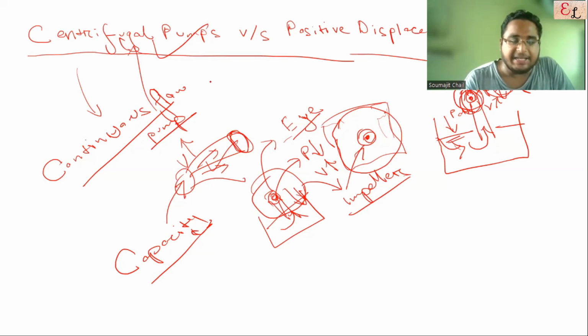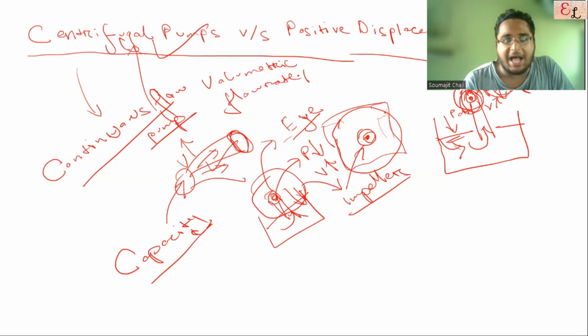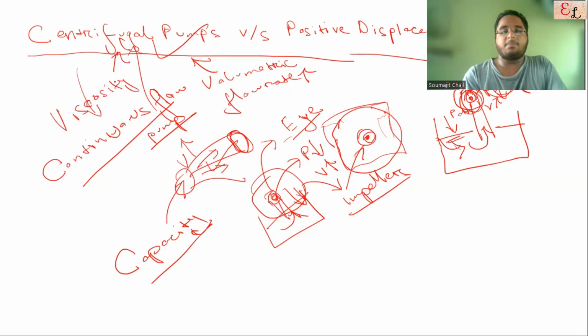So for high capacity, when the volumetric flow rate is high, go for a centrifugal pump. Also, when the liquid is low viscosity, that is, it can be easily thrown to the periphery, a very fluid liquid with very, very low viscosity, go for a centrifugal pump. So you understand when a centrifugal pump is used.